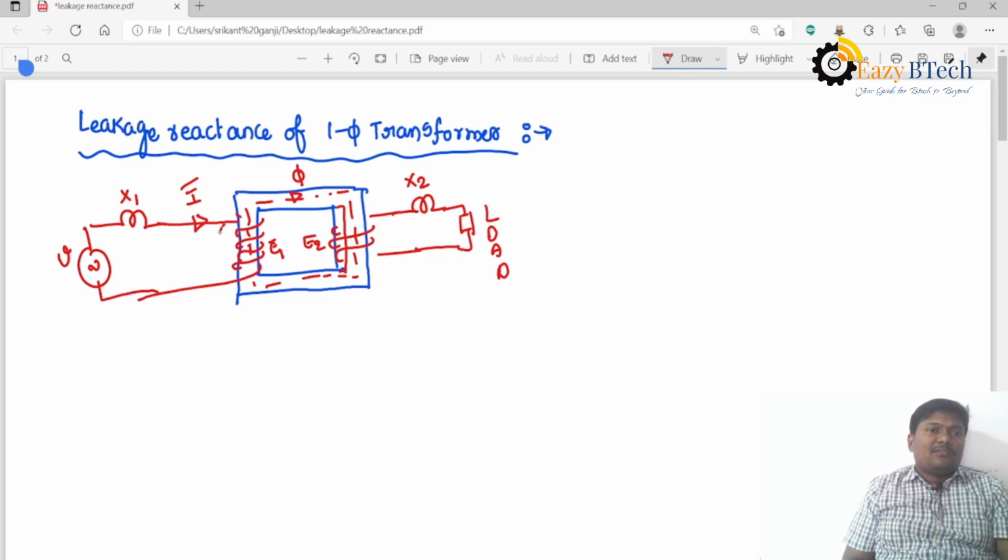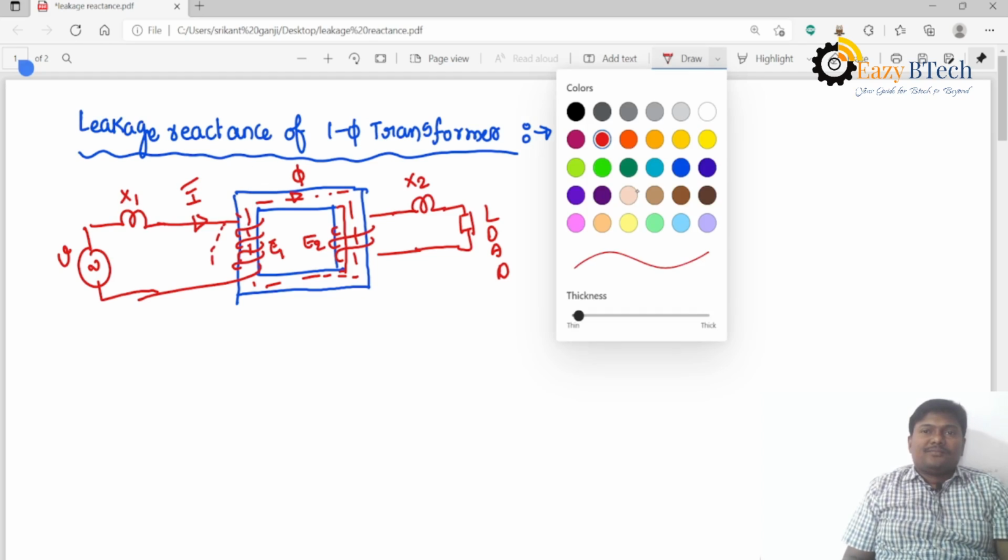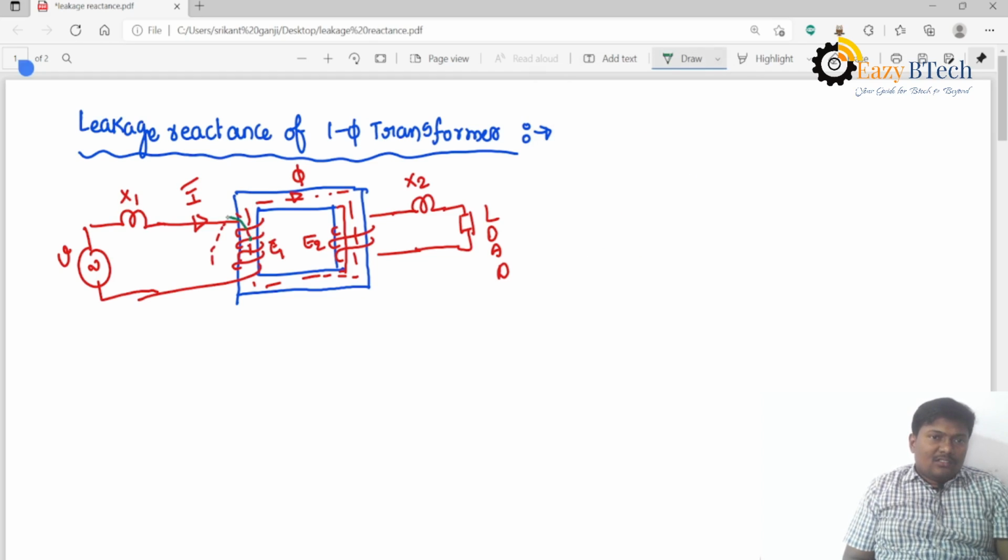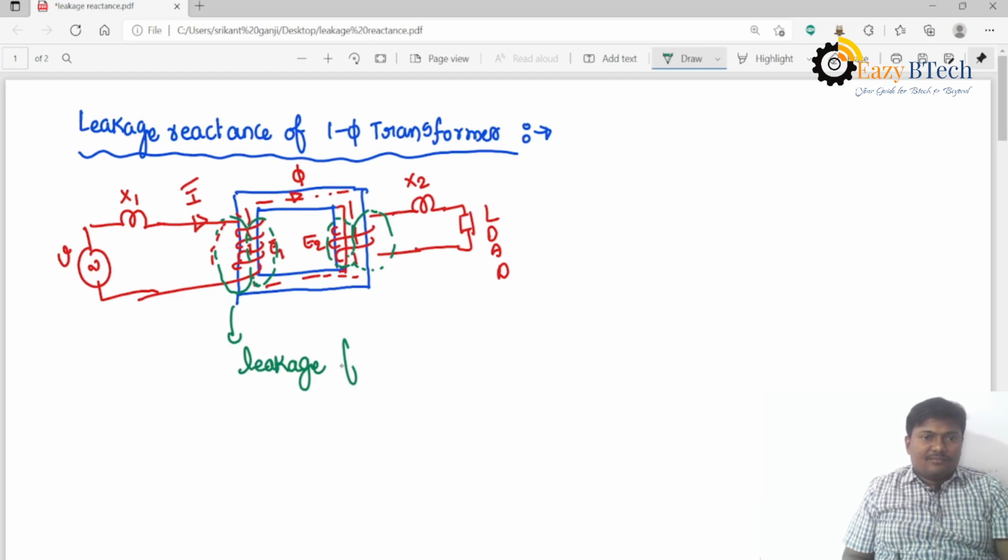Some part of the flux passes through the air at limb 1. At limb 2 also, some part of the flux passes through the air. This flux is called the leakage flux. The flux which links either the primary winding or the secondary winding, but not both the windings, is called the leakage flux.